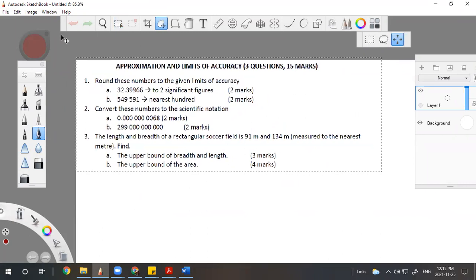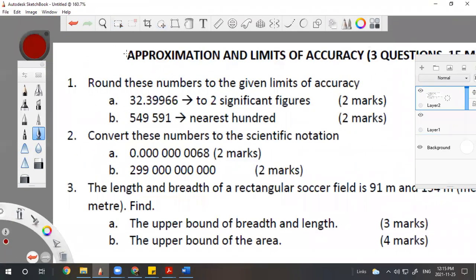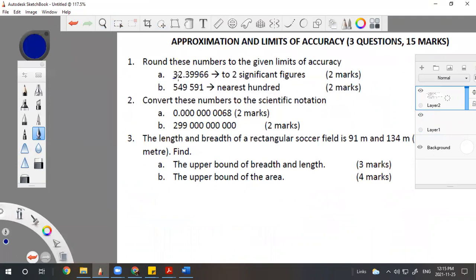Round this number into 2 significant figures. If you want to calculate this into 2 significant figures, just focus on the significant figures. Stop here, right? So 1A is 32 only. Why? Because it is 3, not rounding up. How about B? Stop here. So 4 increased by 9, right? Because the next number is 9, so 55.